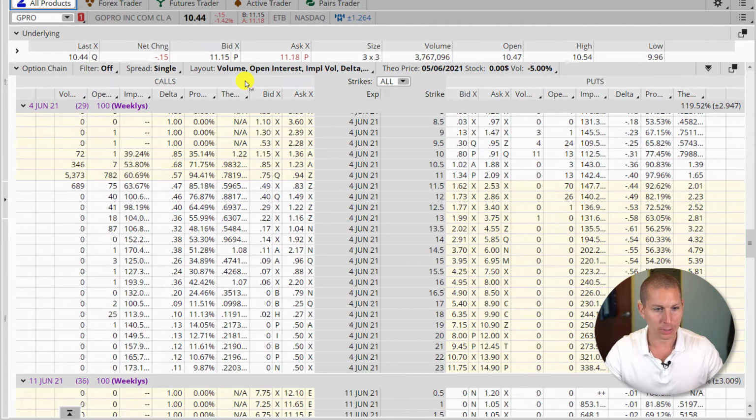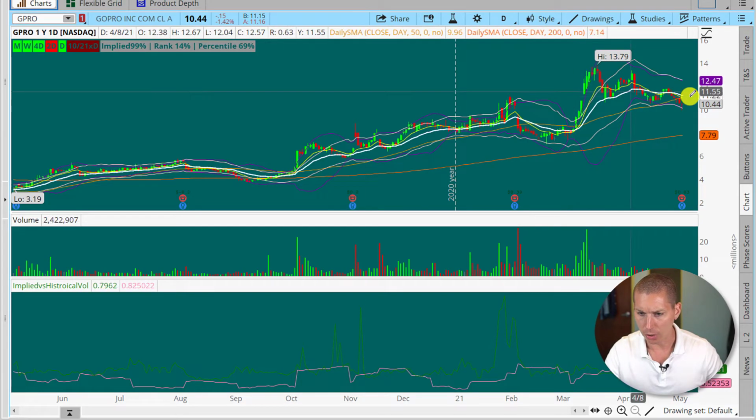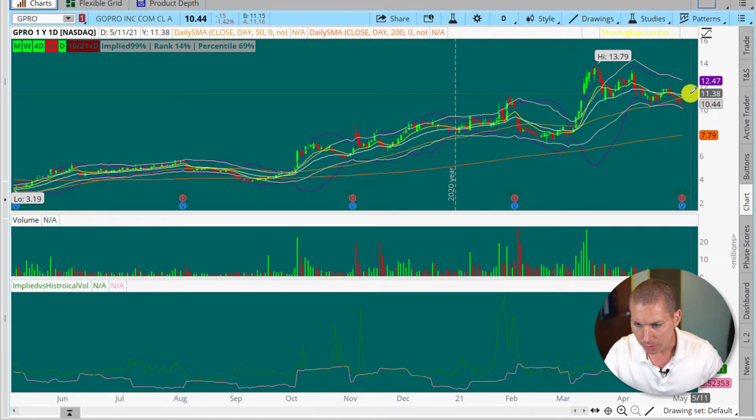So they did have earnings, and it looks to have closed at 10:44. It's 11:15, 11:18 here. So it's above that $11 strike there. We look at the chart here at $11. We're just going to put it right back into these moving averages here, so we'll have to see how it moves, how it reacts off of there.